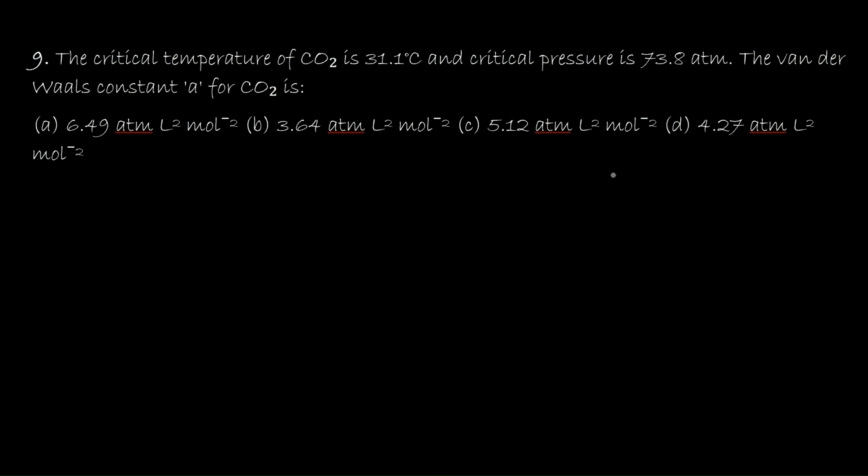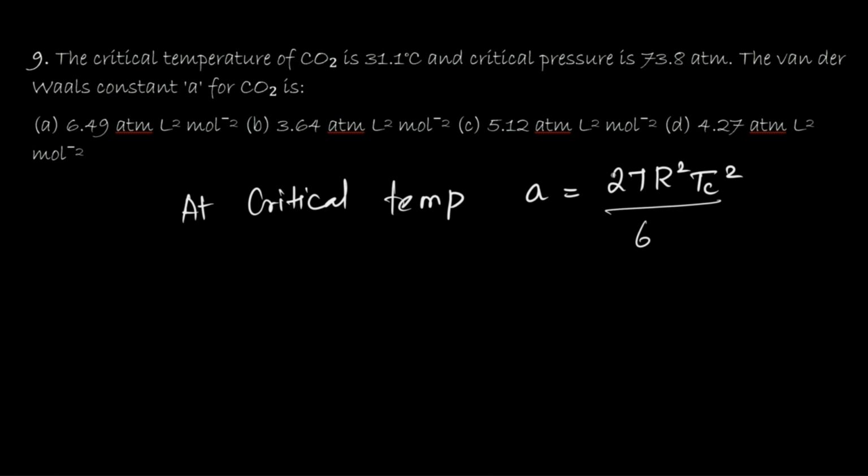Okay, the next question. The critical temperature of CO2 is 31.1 degrees Celsius and critical pressure is 73.8 atmospheres. The van der Waals constant a for CO2 is. This is from states of matter. Now this part is not in the NCERT, but I'm giving you the formula. If you want, you can calculate and know that. So at critical temperature, a is equal to 27 R square Tc square divided by 64 Pc. Okay, you just need to substitute the values.